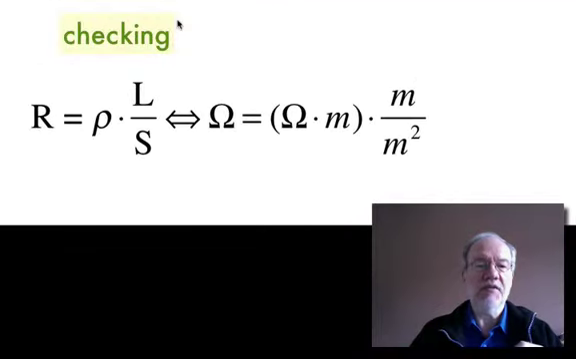We can check if it is correct. The resistance, the specific electric resistance, the length, and the area. If we substitute units, we need to obtain that ohm is equal to ohm. We calculate and we can simplify it: meter to meter square is simplified, and finally we have ohm equal ohm.